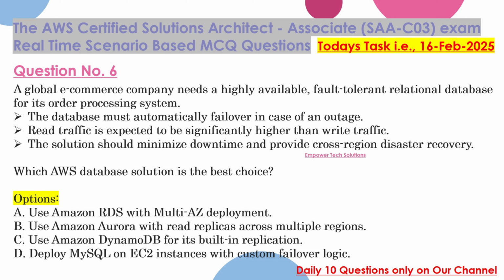Options: A. Use Amazon RDS with multi-AZ deployment. B. Use Amazon Aurora with read replicas across multiple regions. C. Use Amazon DynamoDB for its built-in replication. D. Deploy MySQL on EC2 instances with custom failover logic.